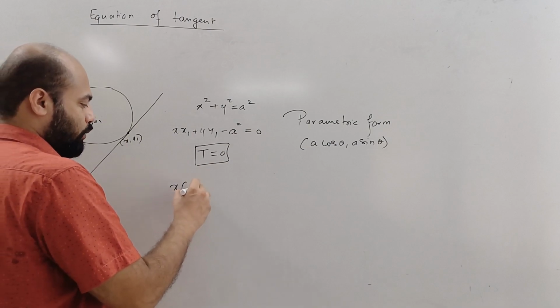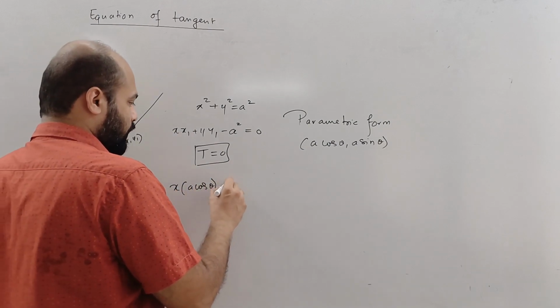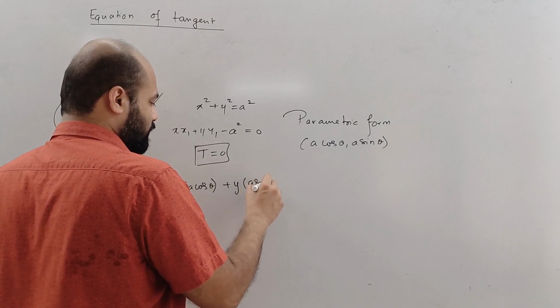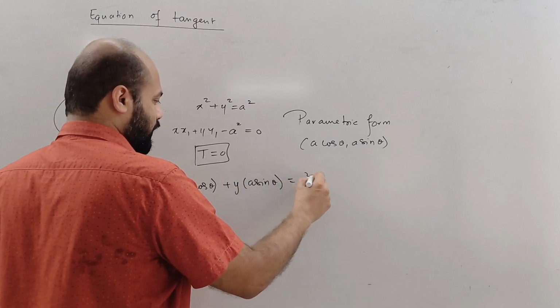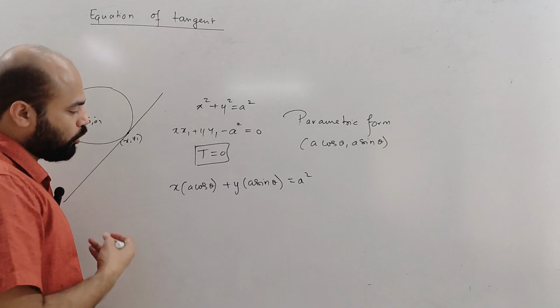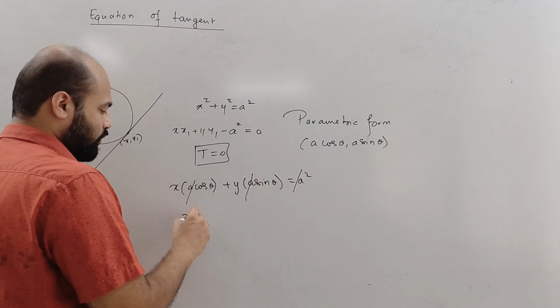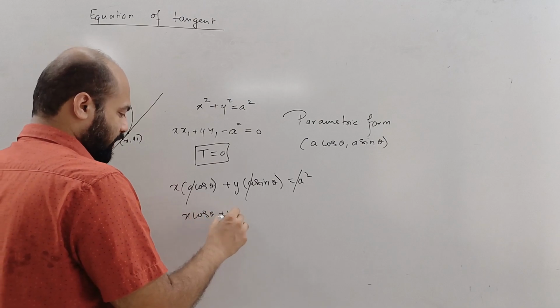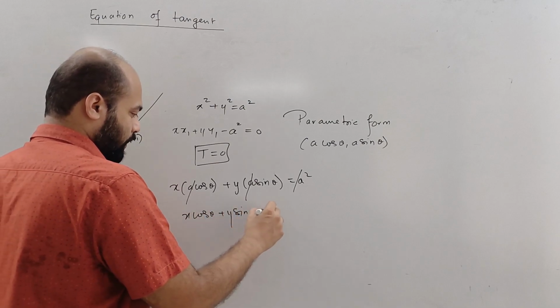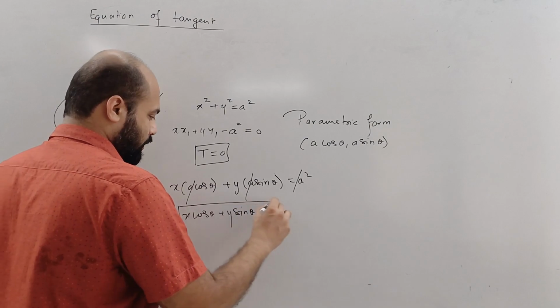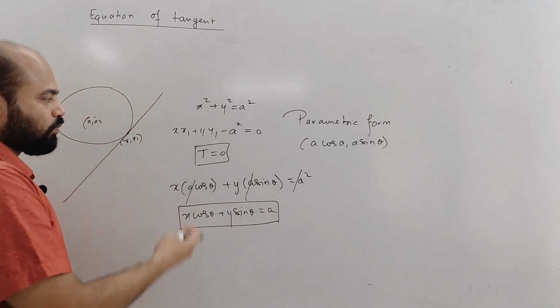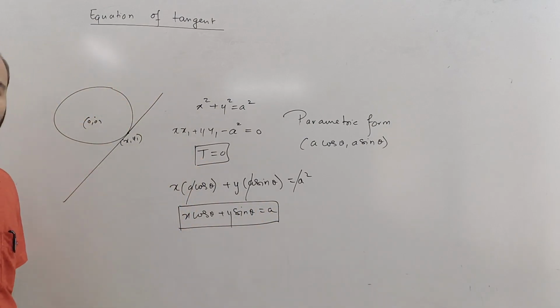So x into a cos theta plus y into a sin theta is equal to a square. This is what we get. Now throughout you can see that a gets cancelled, and so we get x cos theta plus y sin theta is equal to a. This is the equation of the tangent. So this is one format, this is the other format, and both can be used according to the given situations.